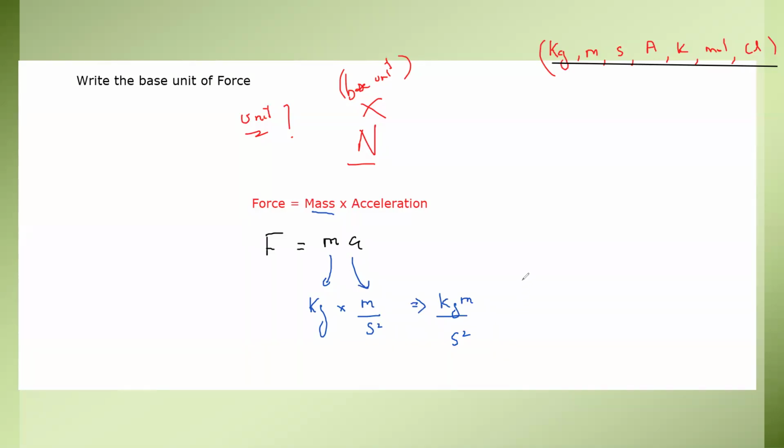And whenever we express the base units, we write all of them in the numerator. So if I move the second square from the denominator to the numerator, it will turn out to be kilogram meter second minus 2. So this kilogram meter second minus 2 is the base unit of force. So what is the base unit of the force? The derived unit is Newton, but the base unit is kilogram meter second minus 2. Is it clear, this one?